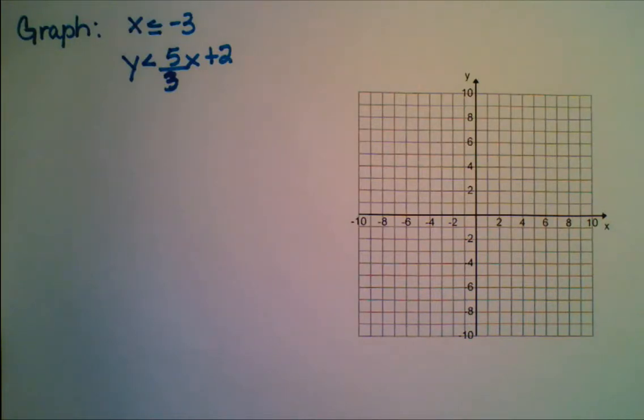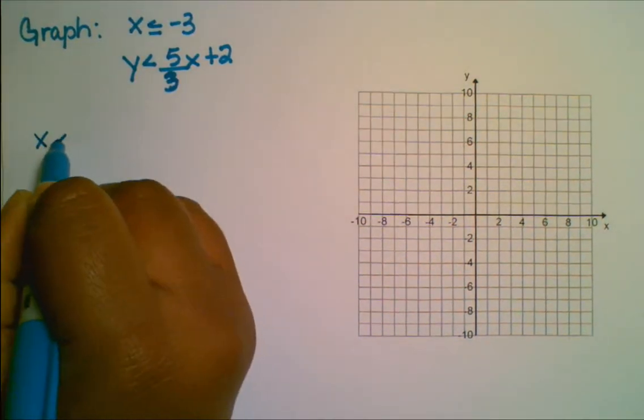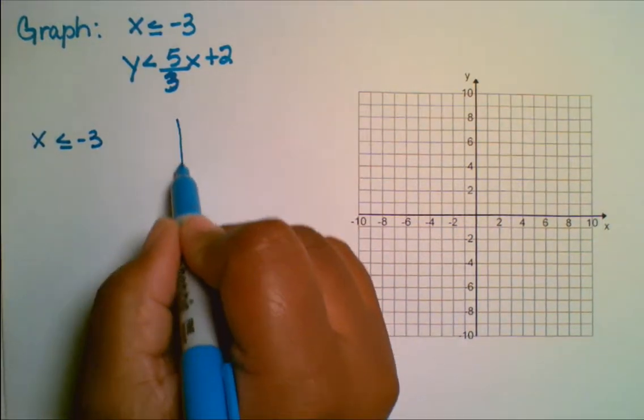All right, so in this example, we have two inequalities that we're going to be graphing. That means two different lines where we want to identify one set of solutions that both equations have in common. All right, so let's look at the first graph, x is less than or equal to -3. Let's look at that one.